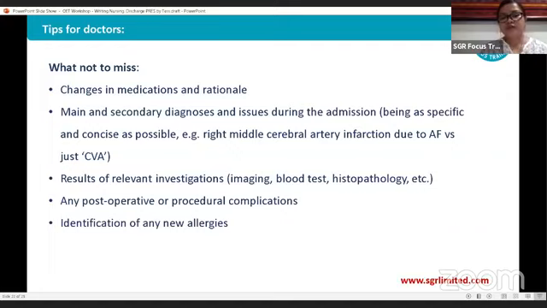Also, you would need to include any results of relevant investigations, again, if they are relevant to the diagnosis or to the continued care that your patient would be requiring. If there are any post-operative complications that have arisen due to the procedure, the doctor would need to include that on the discharge letter to the GP. And finally, any identification of new allergies that the GP may not be aware of, we need to include that on the discharge letter as well.